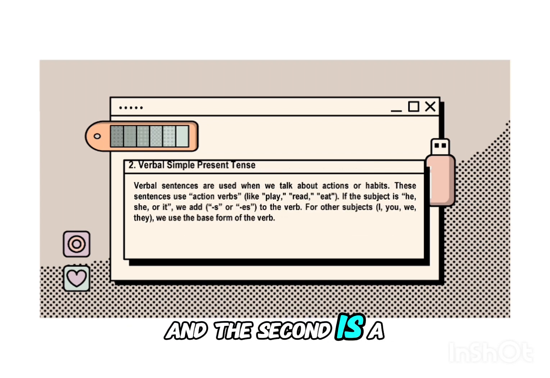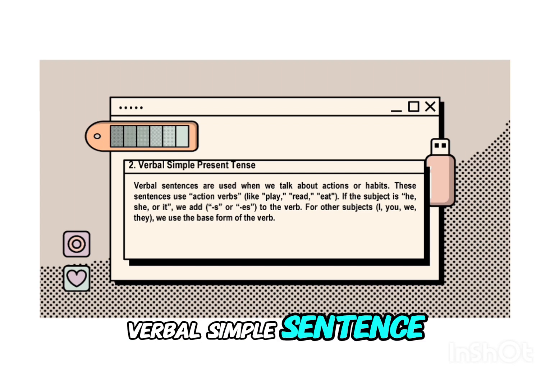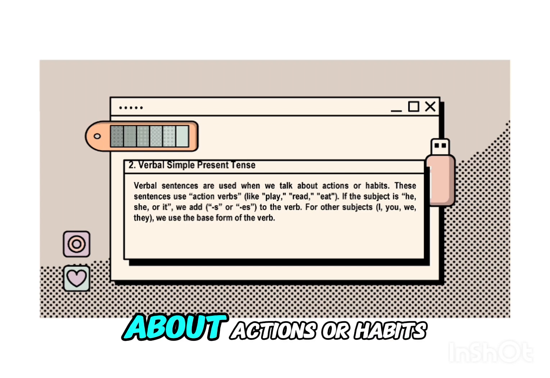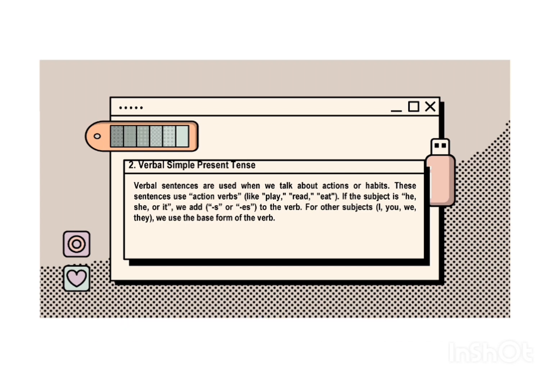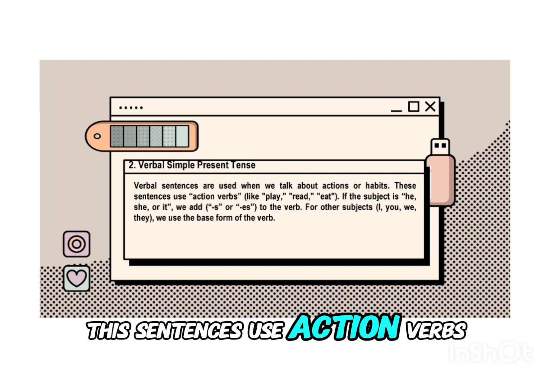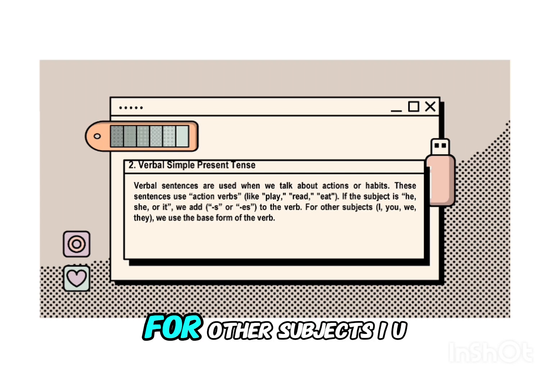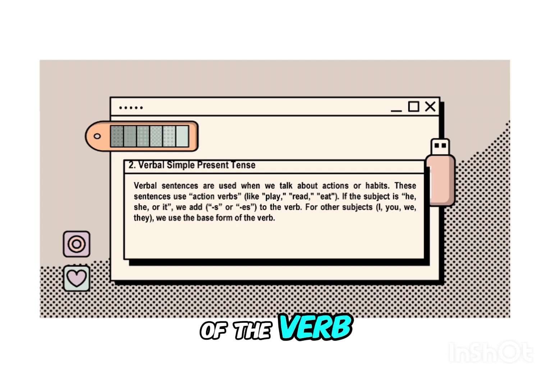And the second is verbal simple present tense. Verbal sentences are used when we talk about actions or habits. These sentences use action verbs like play, read, eat, and if the subject is he, she, or it, we add s or es to the verb. For other subjects, I, you, we, they, we use the base form of the verb.